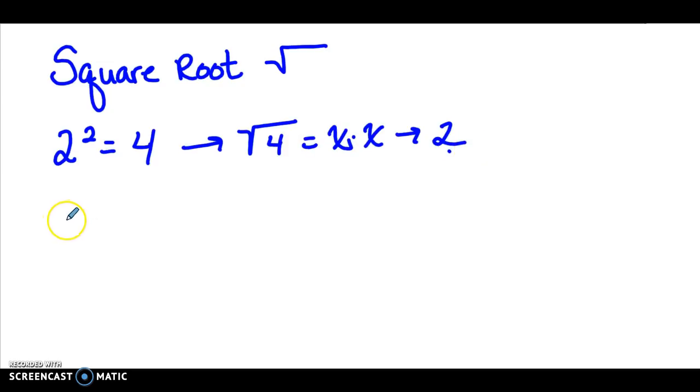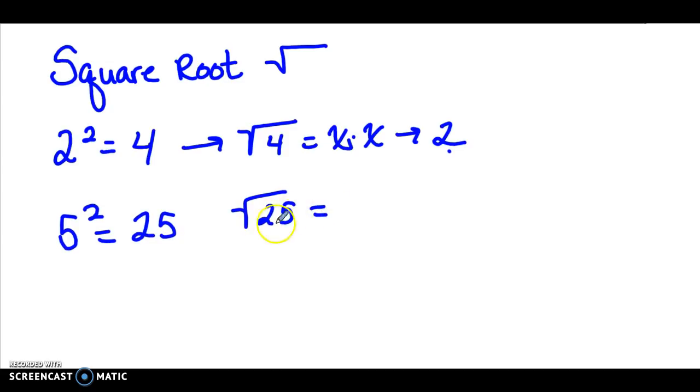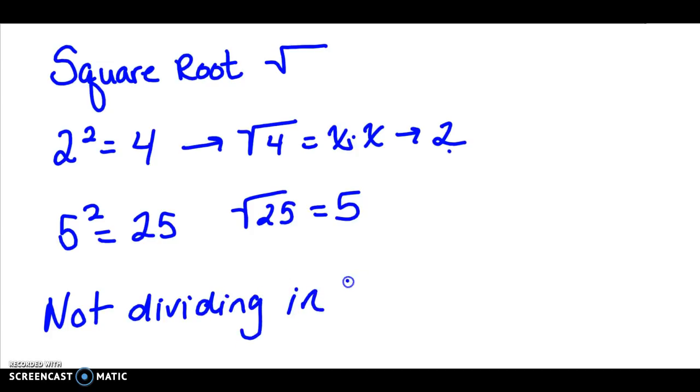So if I have 5 squared, which we said was 25, then the square root of 25 is asking you what number times itself will give you 25, and that will be 5. The most common mistake that students make is they divide it in half. So you just want to make sure that you are not dividing in half. That's not what a square root does.